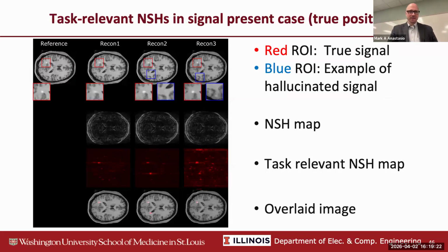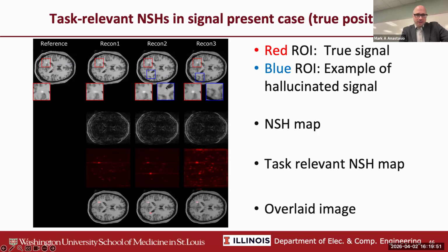Okay, so here are some examples. Let's look here. The reference image is in the top left, and each of the three columns next to it corresponds to images reconstructed using a different learned reconstruction method. I won't go into details there. In the red bounding box, this is showing zoomed-in regions where a true signal was present. These are signal-present, true positive examples I'm showing you.